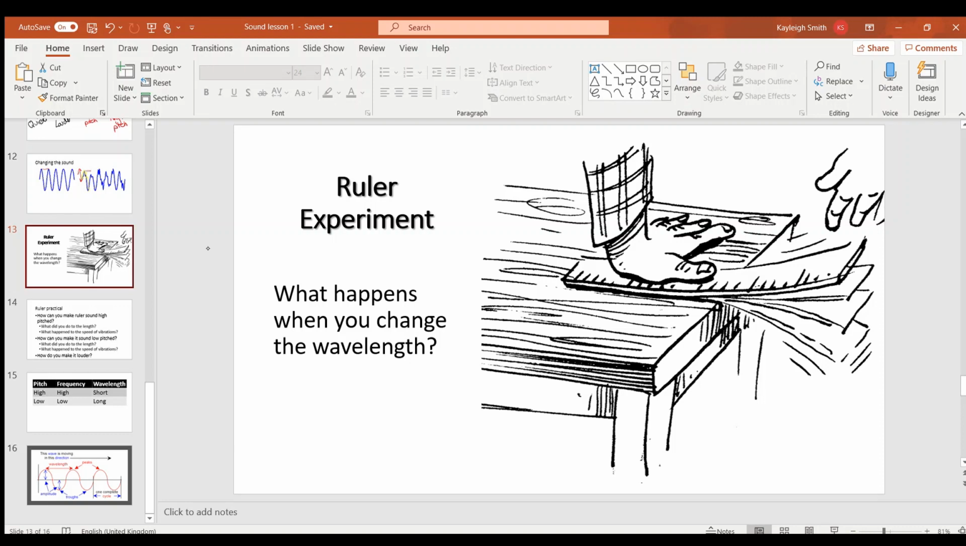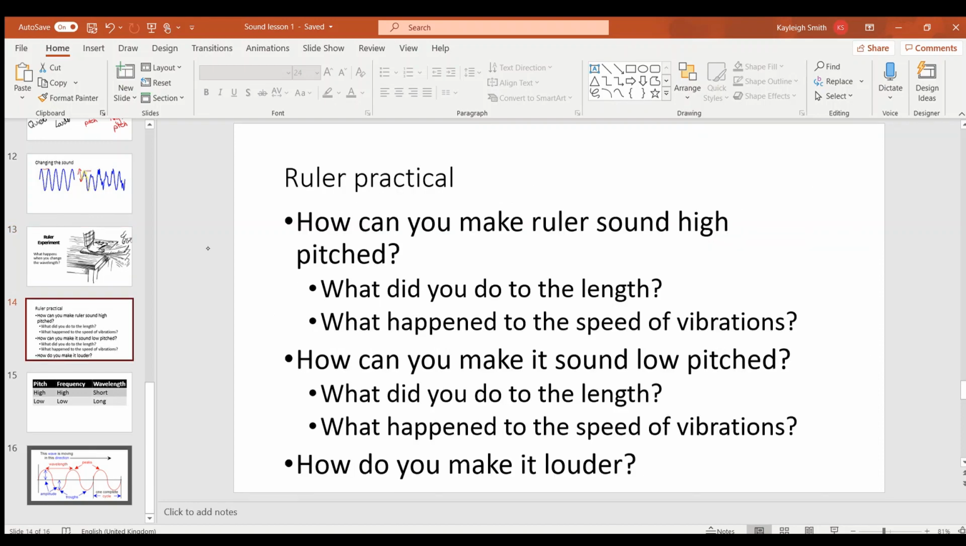I want you to think about, what are you actually doing to the length of the ruler that's hanging off the end? So is the lower pitch when you've got more of the ruler or less of the ruler? Similarly with the higher pitch. And also think about, how do you make it louder? What do you have to do to the ruler in order to make that sound much louder? And then think about how that links back to your wavelength and your amplitude. I'll give you a chance to do this now, so pause the video.